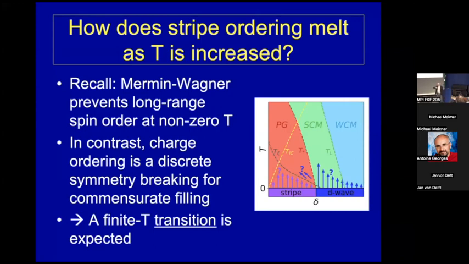It will just be quasi-long-range order with a significant correlation length. But what about charge? Charge is breaking a discrete symmetry. So in principle, it should survive finite temperature. Surprisingly, this issue was not very much studied up to recently.